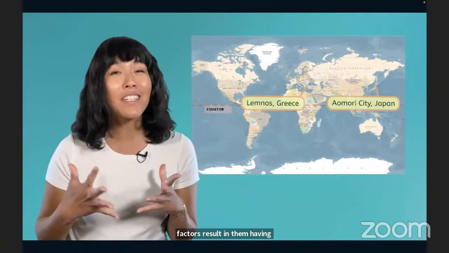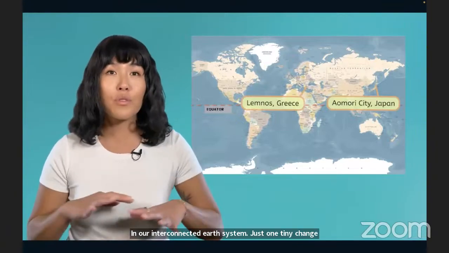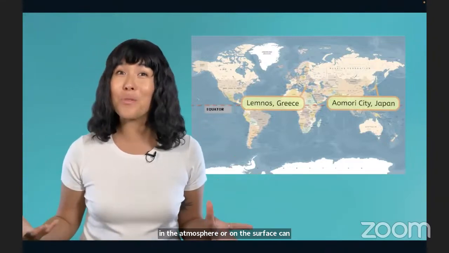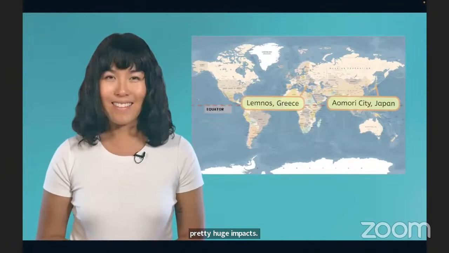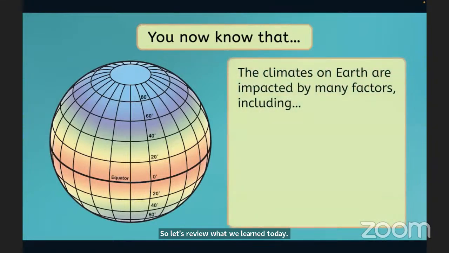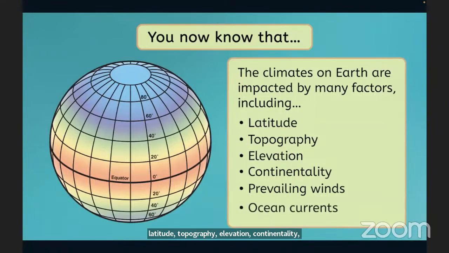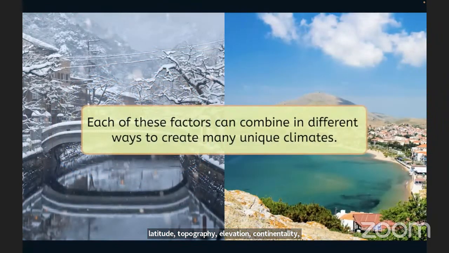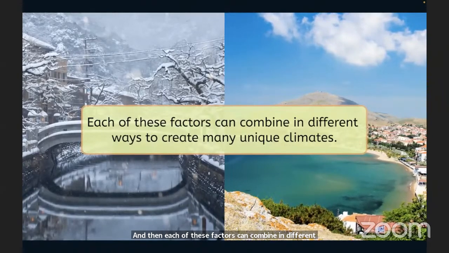In our interconnected Earth system, just one tiny change in the atmosphere or on the surface can have some pretty huge impacts. So let's review what we learned today. You now know that the climates on Earth are impacted by many factors, including latitude, topography, elevation, continentality, prevailing winds, and ocean currents, and that each of these factors can combine in different ways to create many unique climates.